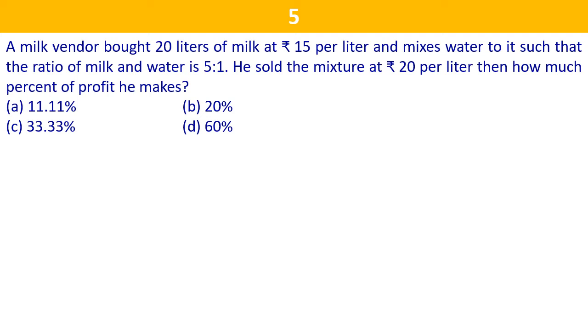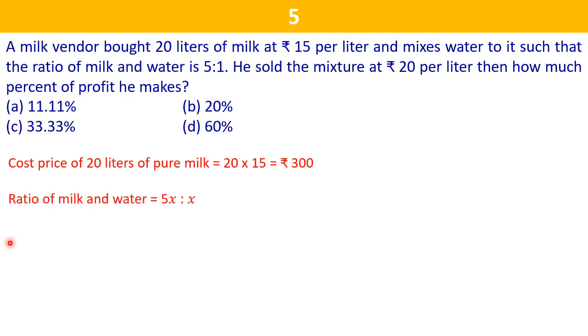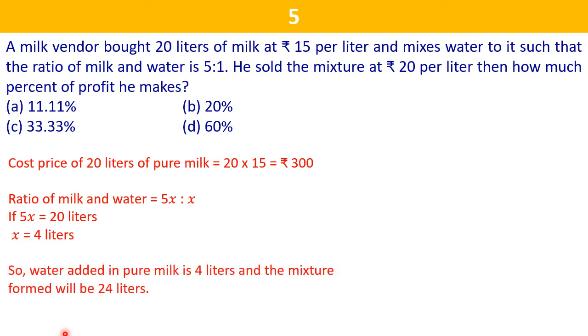Okay. So what is the cost price that he spent for 20 liters of milk? He has spent 20 multiplied by 15, because 15 rupees per liter is the cost price. So 20 into 15, that is 300 rupees he has spent. Now ratio of milk and water is 5:1 or 5x is to x. Now original milk is 5x quantity, which is 20 liters. So if 5x is equal to 20 liters, obviously x is equal to 4 liters. It means he is adding 4 liters of water. So the mixture will be total 24 liters. And this 24 liters he is selling at the rate of 20 rupees per liter.